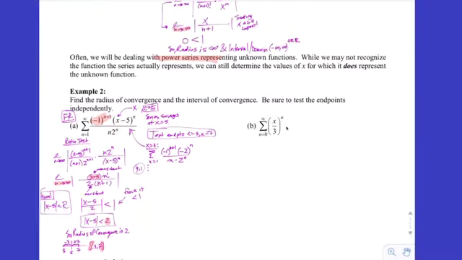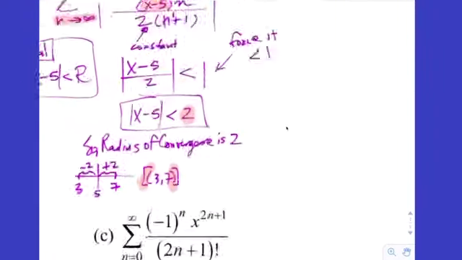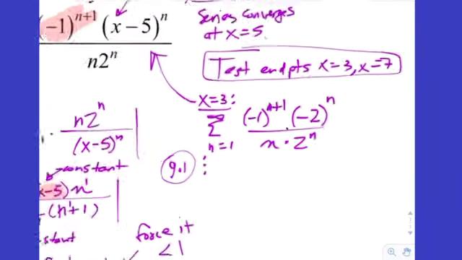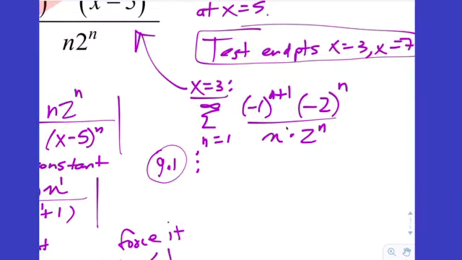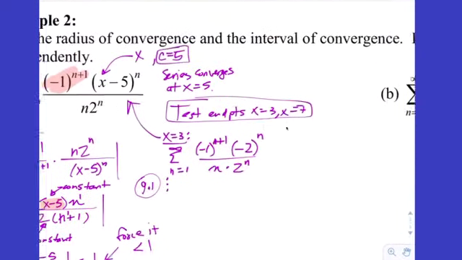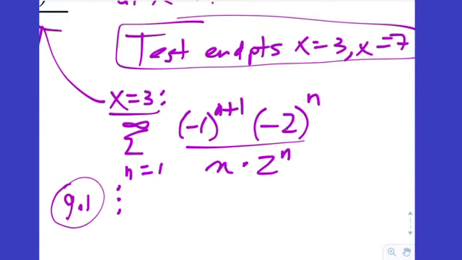All right, so we were in the process of testing the endpoints to determine the interval of convergence once we knew the radius of convergence was 2. So we had to test 3 and 7. Okay, so we plugged the 3 into the original power series for x, and 3 minus 5 gave us -2.